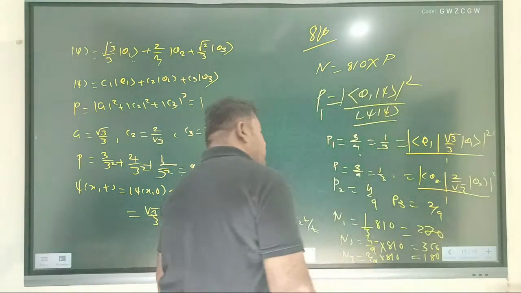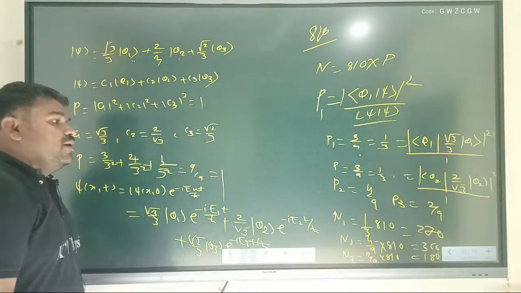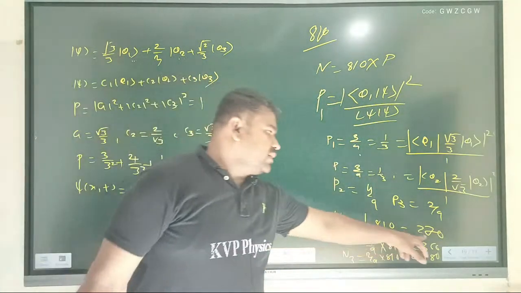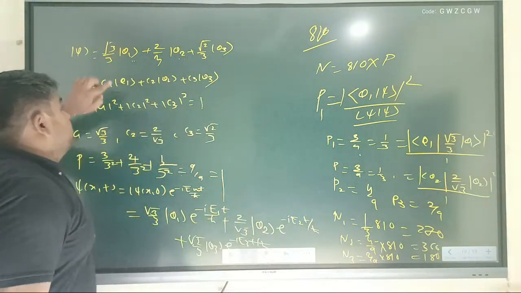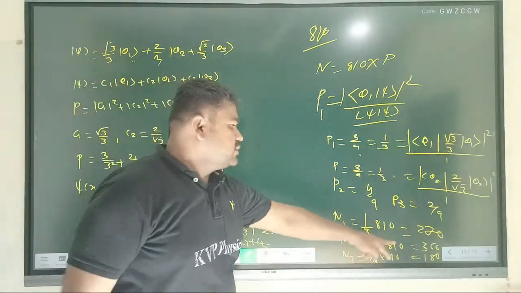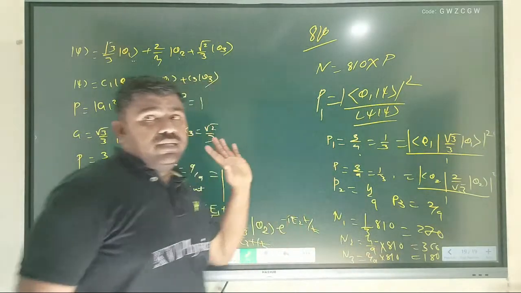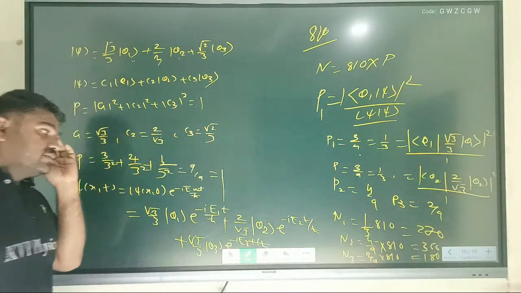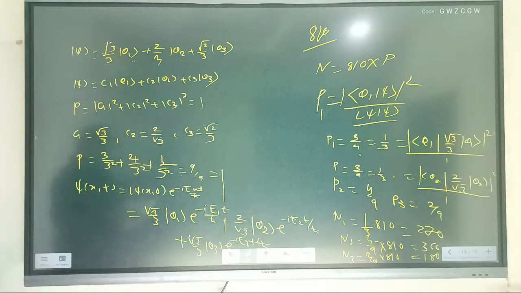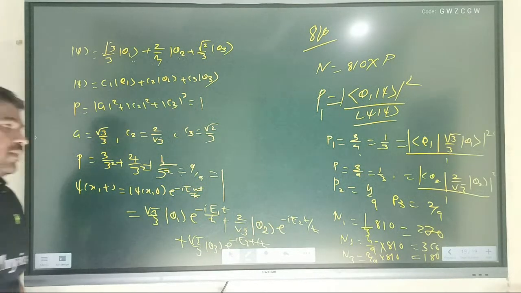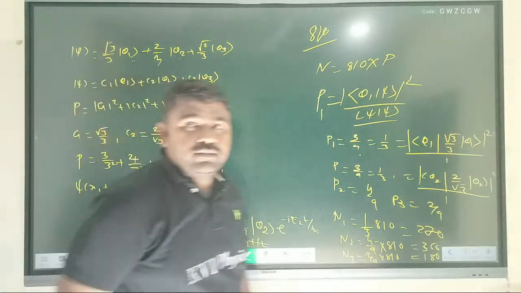We can add these terms to get the total number of particles. n1 is the number of particles present in state 1, n2 in state 2, and n3 in state 3. Questions like this are asked in exams. Okay, today's session is over now.